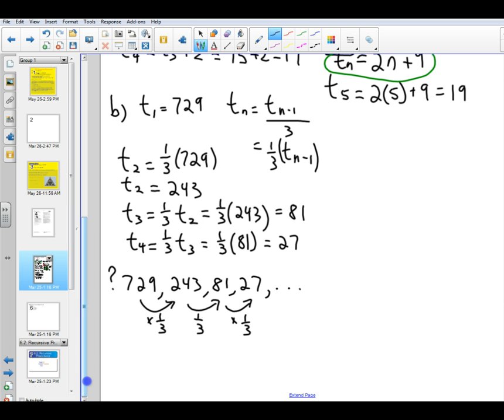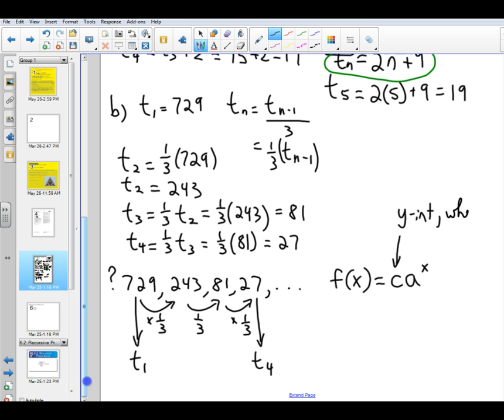And so if we were to consider what we know about exponential functions, we know that they take on the form f of x equals c a to the x. And in this particular case, we have to keep in mind that 729 corresponds to term 1, 27 corresponds to term 4. So again, what did we establish in our exponential chapter? C represents what we would have called the y-intercept. The y-intercept, of course, is always when x is 0.